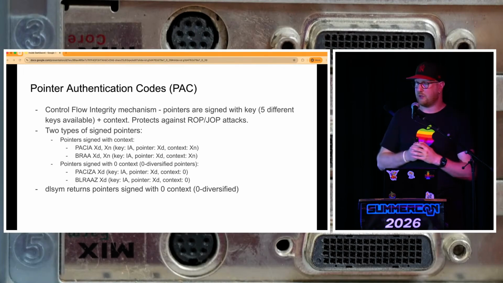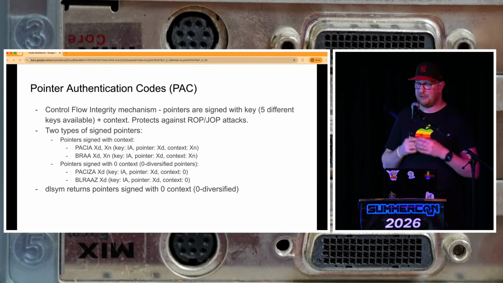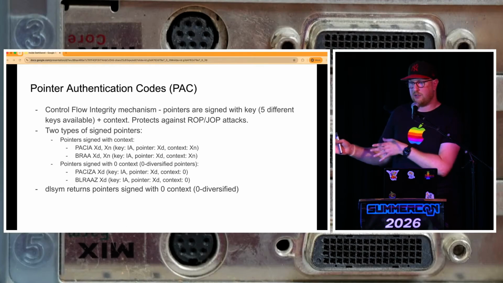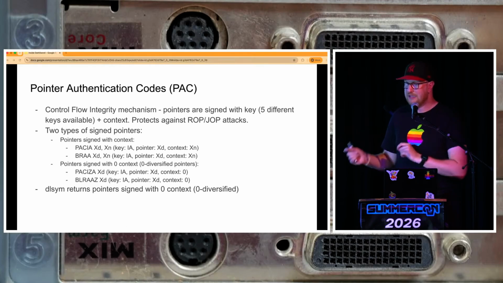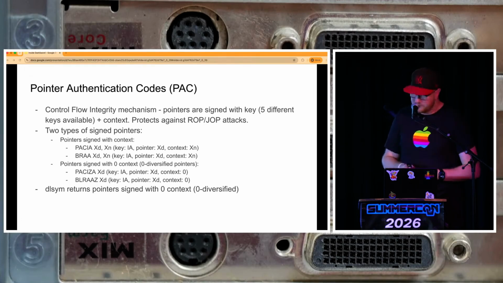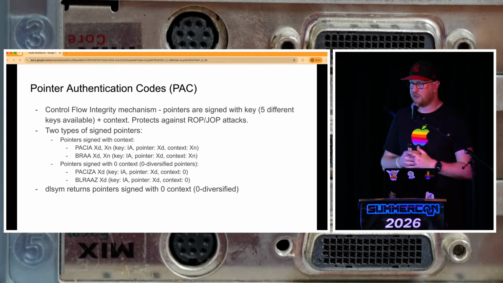Because this is not always going to be feasible, and a context is not always a thing that I can use, because the runtime is very dynamic, I also have something that is called a zero-diversified pointer. In those cases, I just don't have a context, and if I have this specific pointer that is zero-diversified, I could call it from arbitrary functions, as long as I have an ARM instruction that allows me to call pointers with a zero-diversified context. If we're looking at dlsym, which is allowing us to resolve symbols and basically sign pointers to it, dlsym will always return us a zero-diversified pointer.